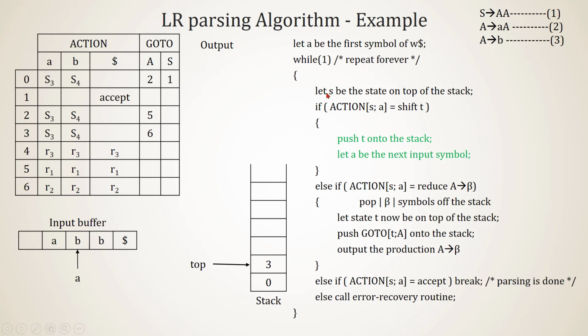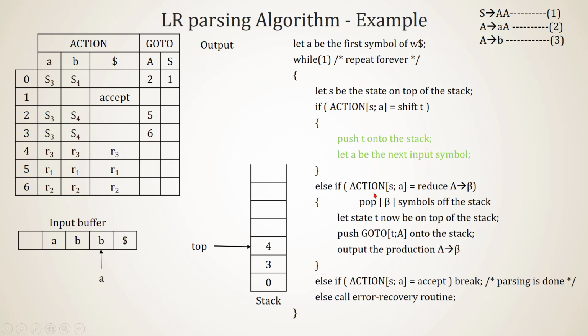Again, this step, let S be the state on top of the stack, will be executed because it is an infinite loop. Again, the condition will be checked. Here action[S, A], where S is the top of the stack, so 3 comma B, because A points to B now. Under action 3, B, I have S4, so it is shift 4. Push that 4 onto the stack and the pointer A will move one step forward. So 4 is pushed and A is moved forward.